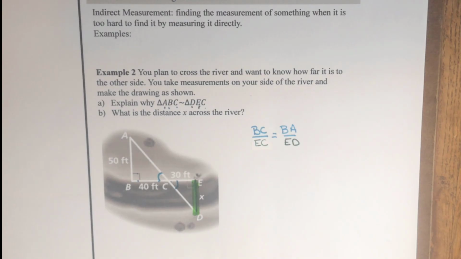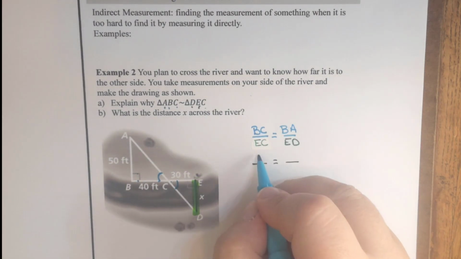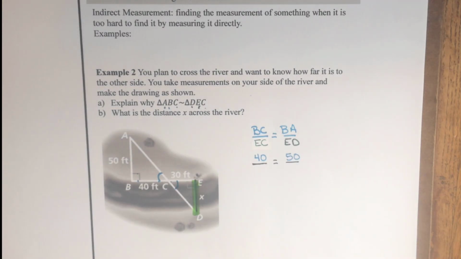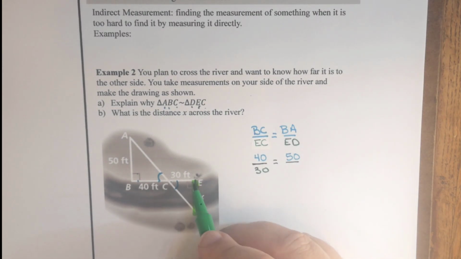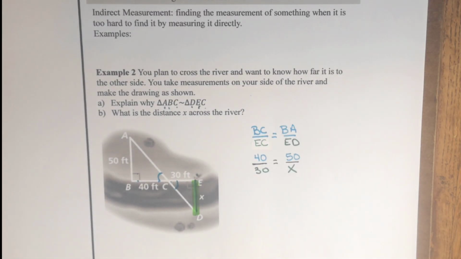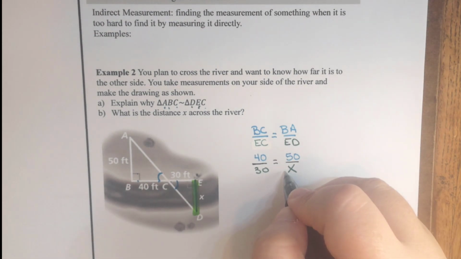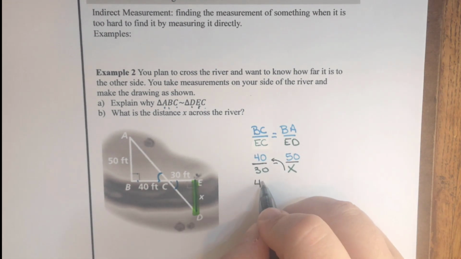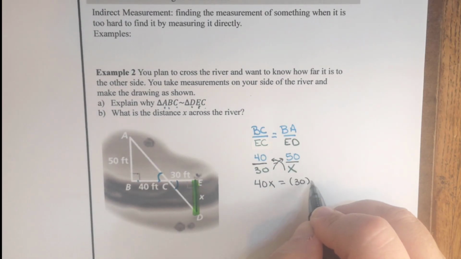Okay, so now let's fill in some numbers. BC was 40. BA was 50, EC was 30, and ED is what I don't know. And now I have to solve equations. So we're going to go ahead and use the cross product to help us out. So 40x is equal to 30 times 50.